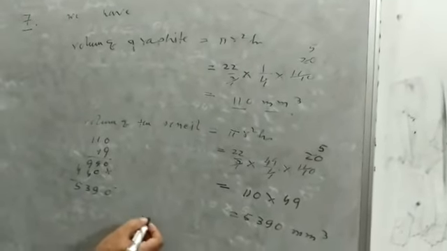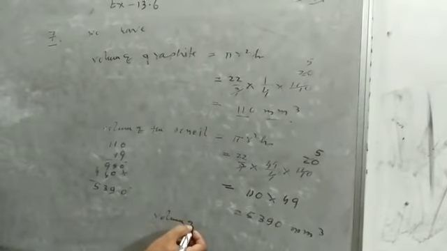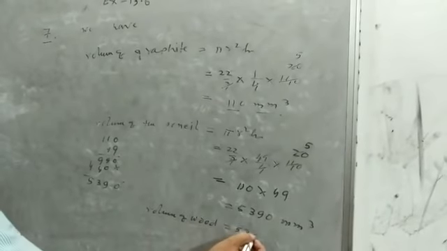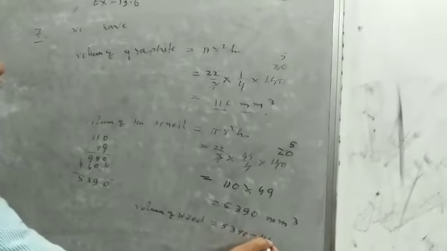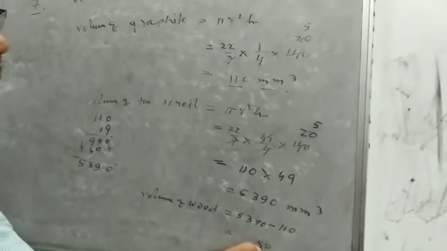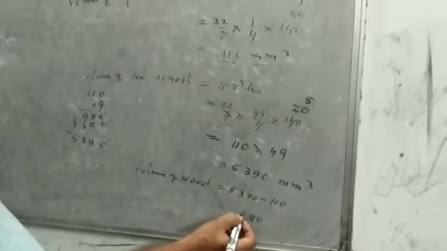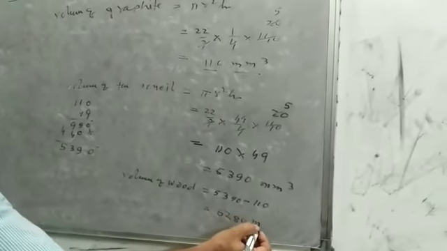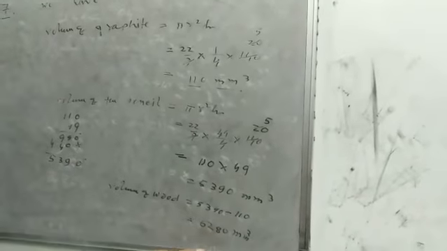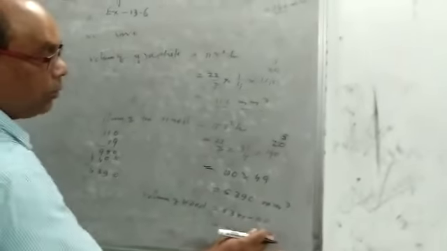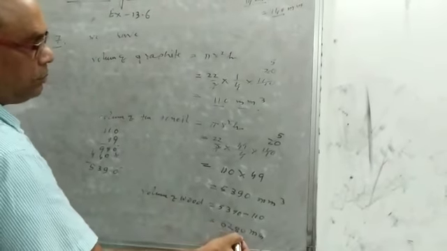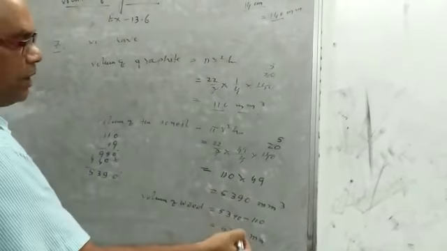So therefore the volume of wood is 5390 minus 110. So we will get the volume of wood, which is 5280 millimeter cube. Okay, we can find it in centimeter cube also, or in millimeter cube. Is that clear? So this is the answer. So the first part is complete, and the second part is clear.